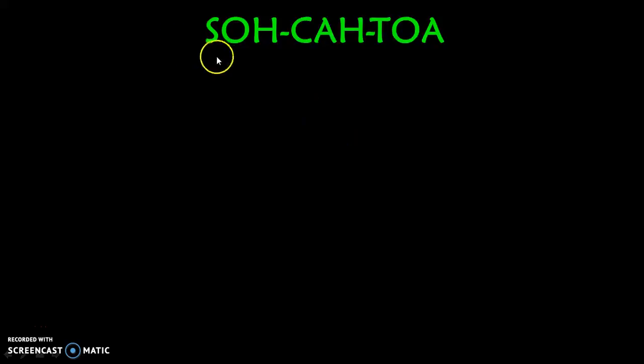Now we have a device used to remember it easily. We have the SOHCAHTOA. SOH means sine equals opposite over hypotenuse. CAH means cosine equals adjacent over hypotenuse. And TOA means tangent equals opposite over adjacent.